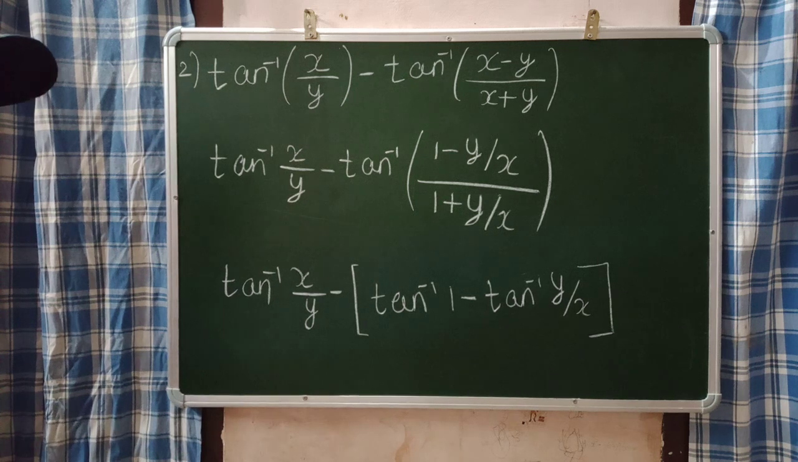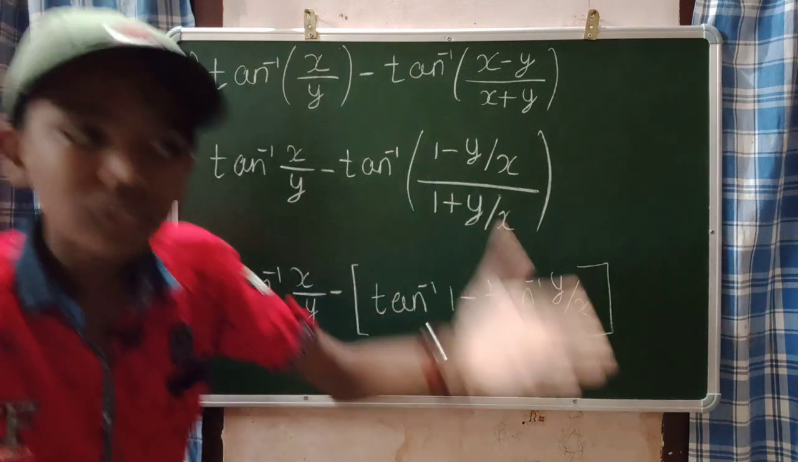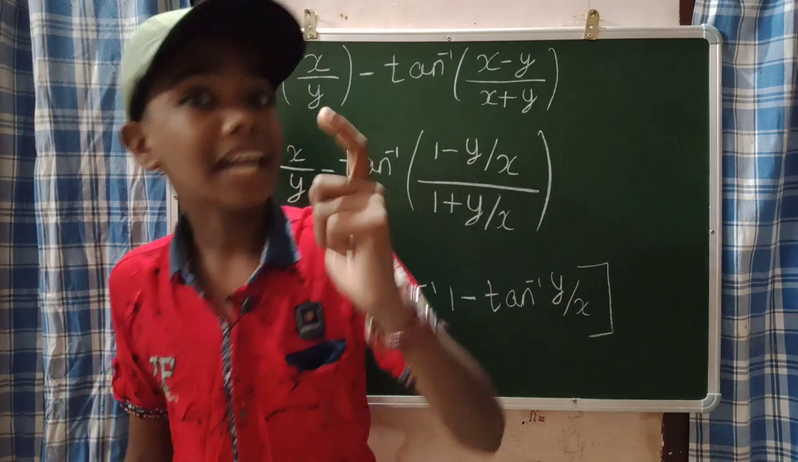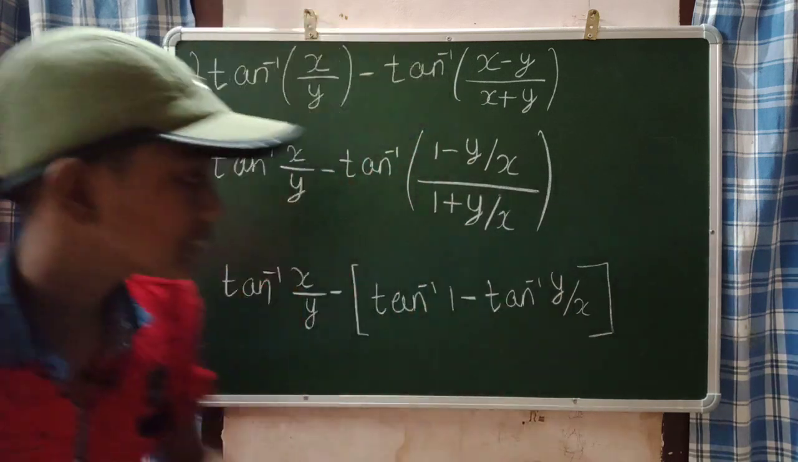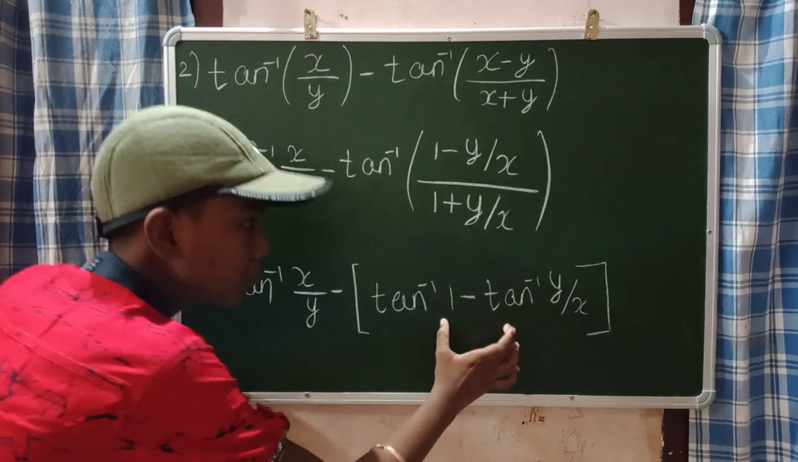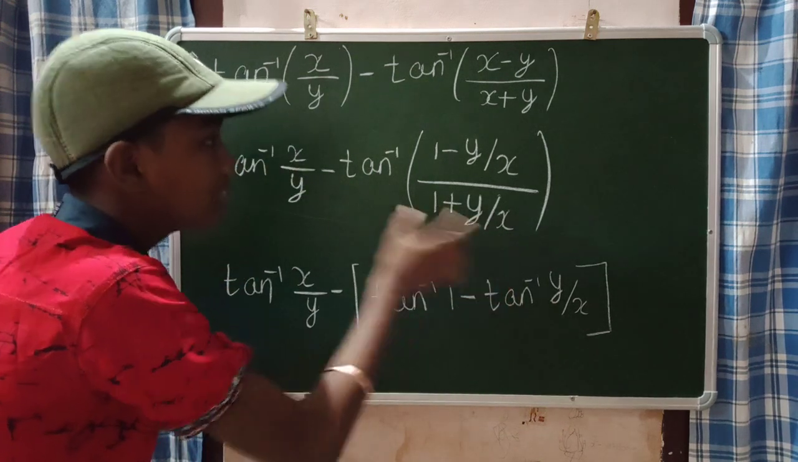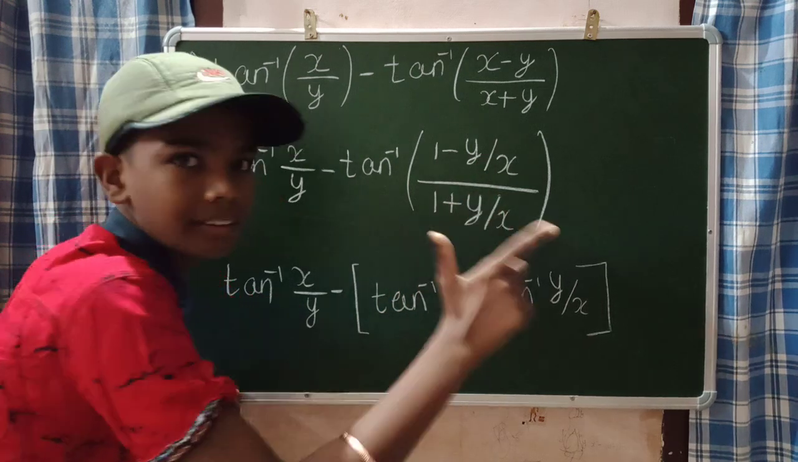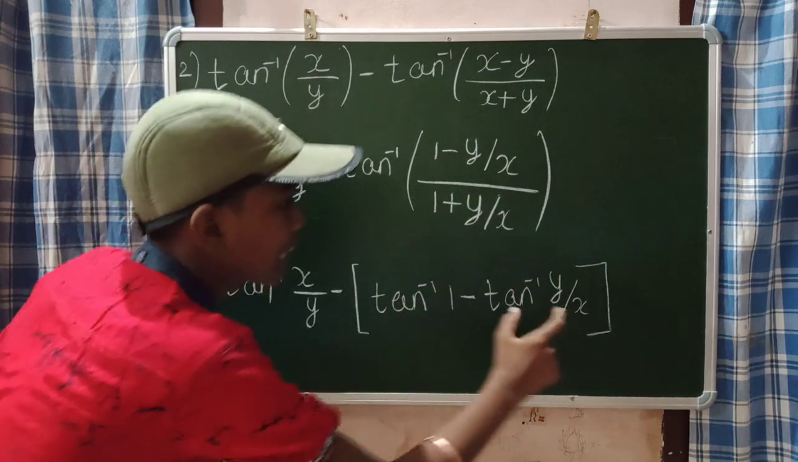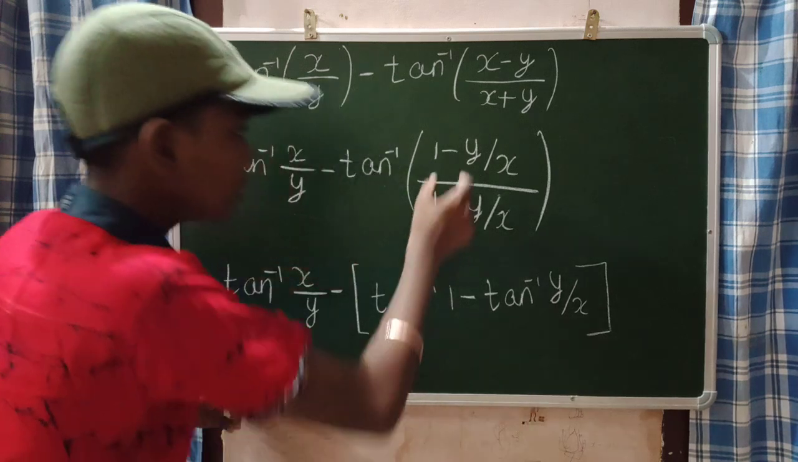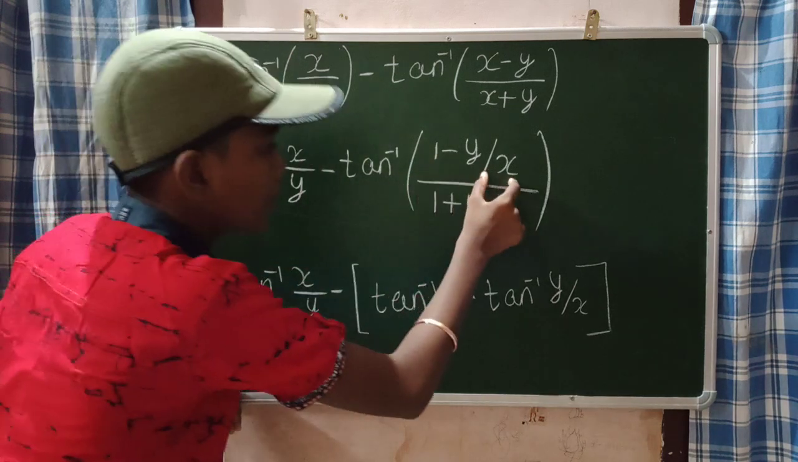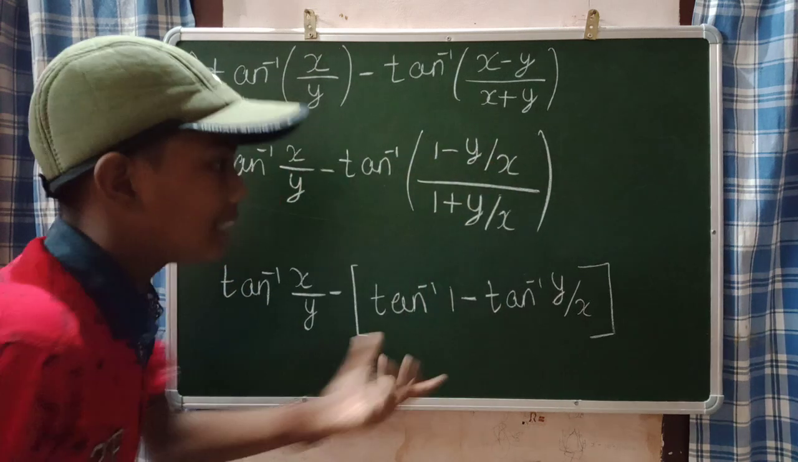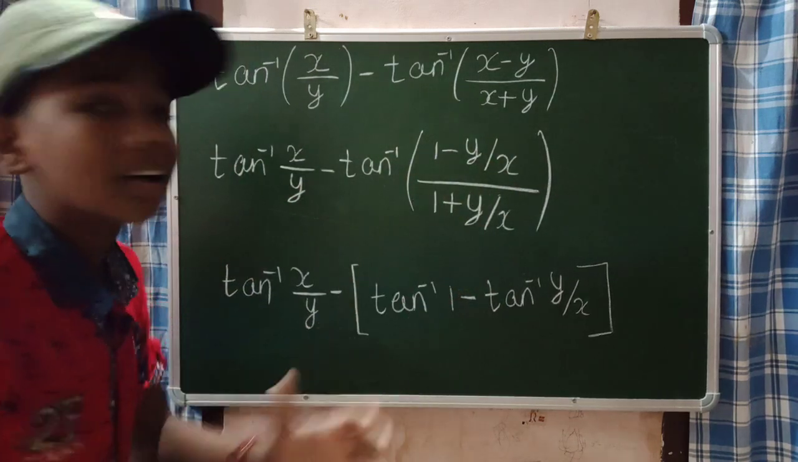How I am writing it means I am using the formula tan inverse of a minus tan inverse of b is tan inverse of a minus b divided by 1 plus ab. That's the formula which I am using, because this matches with this term, right? Because tan inverse of a minus b divided by 1 plus ab. Correct now, guys? So tan inverse of 1 minus tan inverse of y by x will be tan inverse of 1 minus y by x divided by 1 plus 1 into y by x, which will be y by x only. So these two expressions are the same.